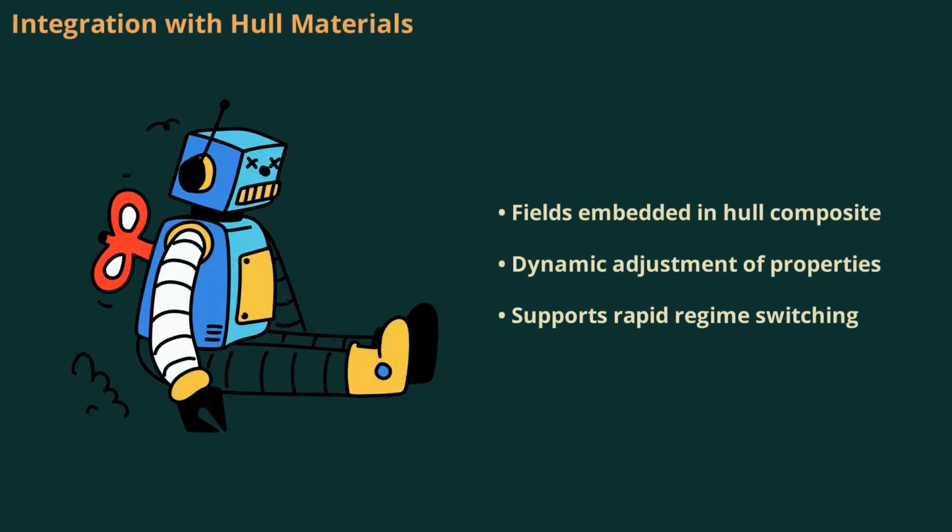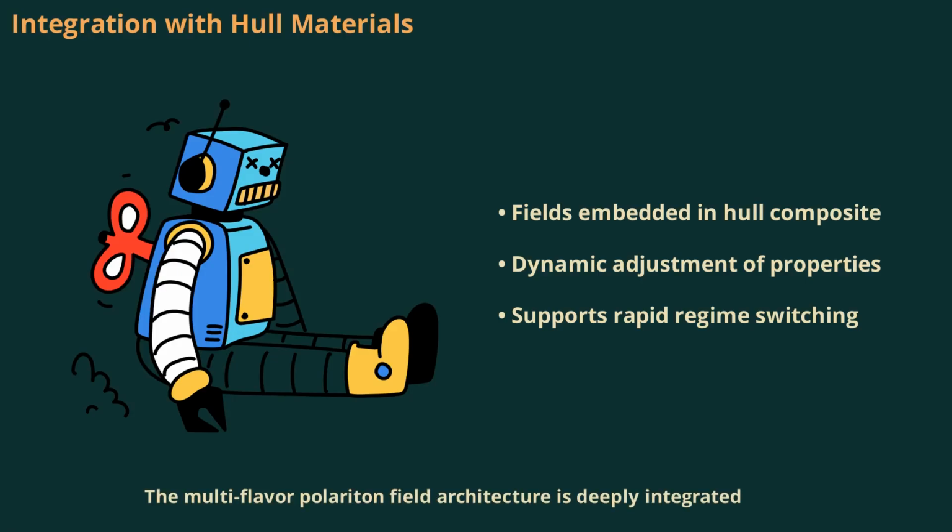The multi-flavor polariton field architecture is deeply integrated with the hull materials of the lenticular flying saucer. By embedding these fields within a polariton lattice composite, the system can dynamically adjust its mechanical and electromagnetic properties. This integration is what enables the craft to perform rapid regime switching and adapt to changing operational demands.